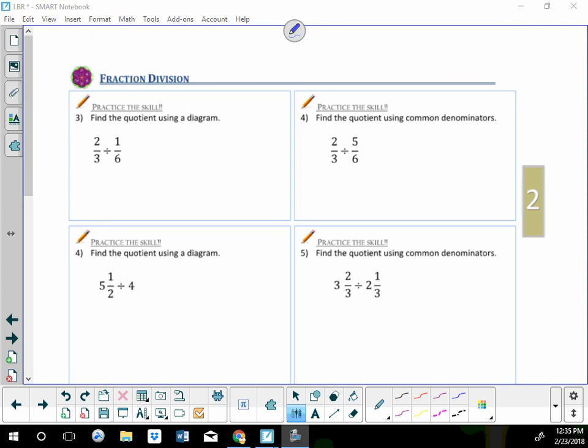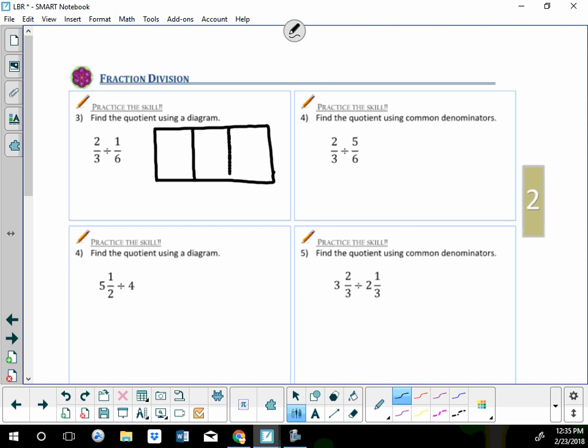So we're on the second page of our fraction division note catcher, and we're going to look at 2/3 divided by 1/6, and we're going to solve this with a diagram, because in this instance that would be the more efficient way to solve it rather than using your common denominator strategy, which we'll kind of do with our model. But if we can think about it as a model, that's a really great way as well. So I'm going to start by drawing a diagram of 2/3.